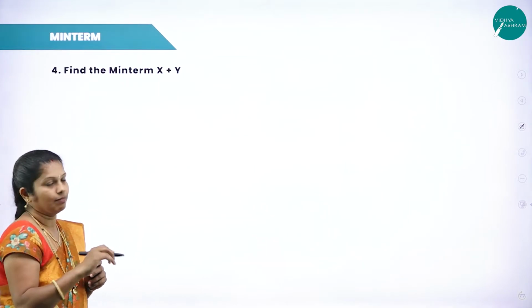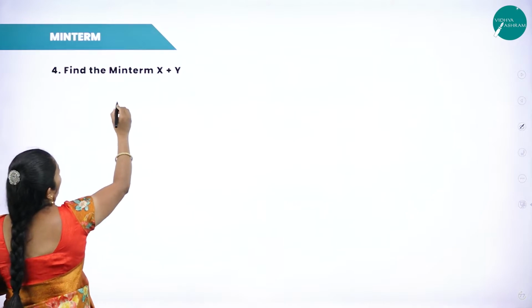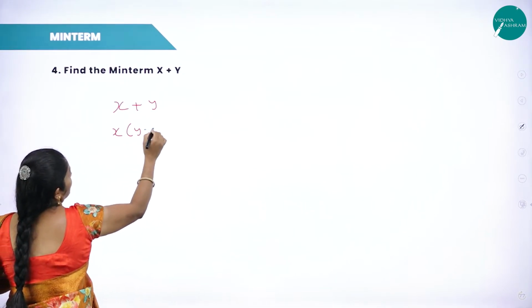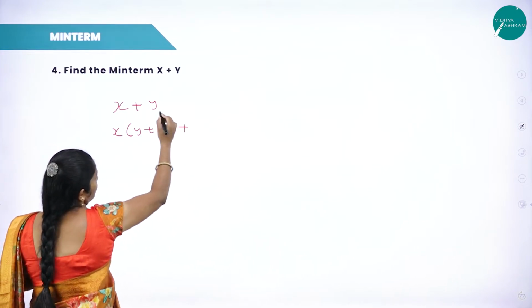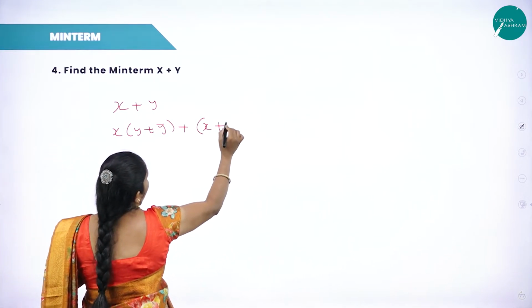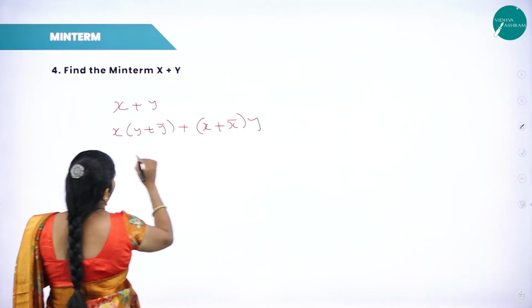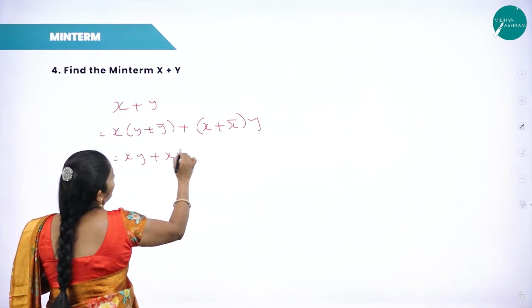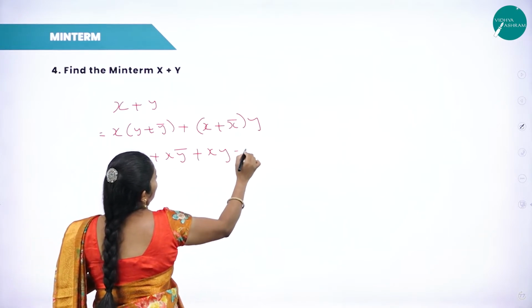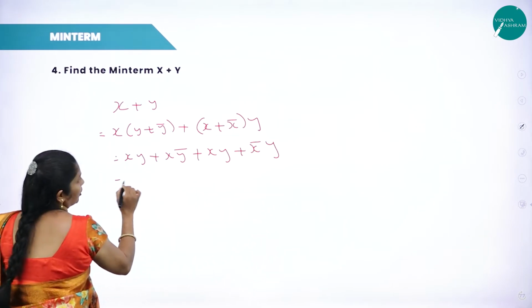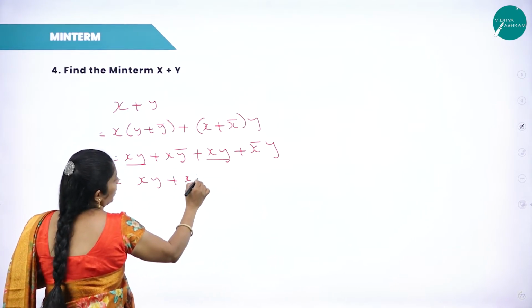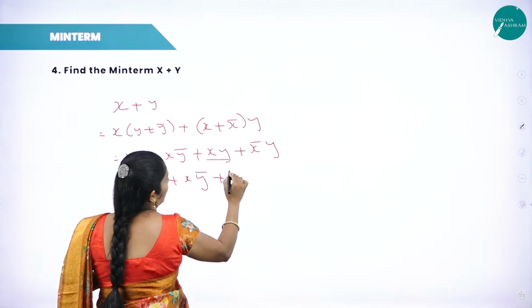Find the min term only. In the first part, we have x, and in the second part, we have y. Then x(y plus y bar) plus, here x is missing, (x plus x bar)y. Now, distribute the given equation: xy plus xy bar plus xy plus x bar y. Now, remove the duplication. These two are the same: xy plus xy bar plus x bar y.